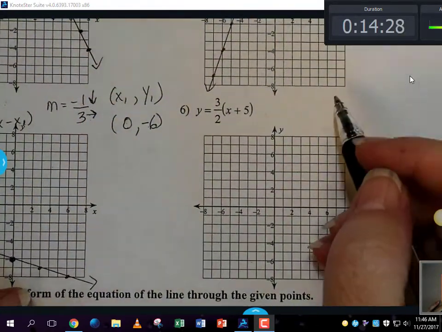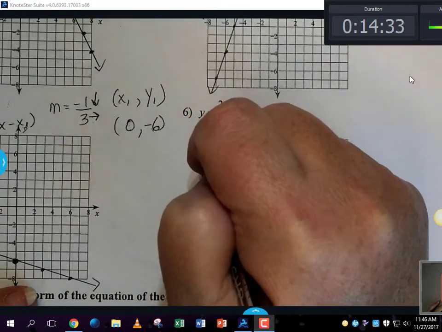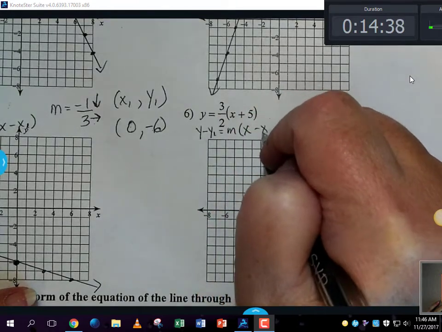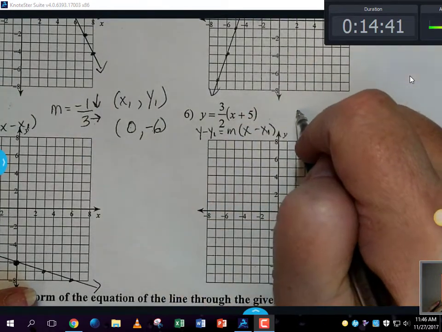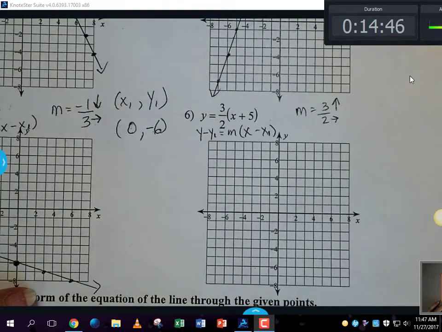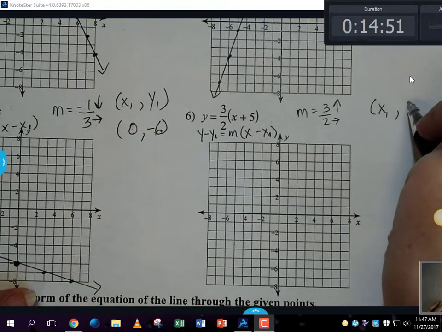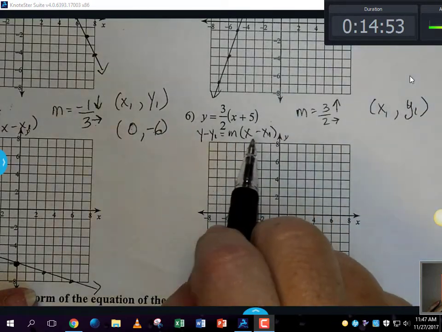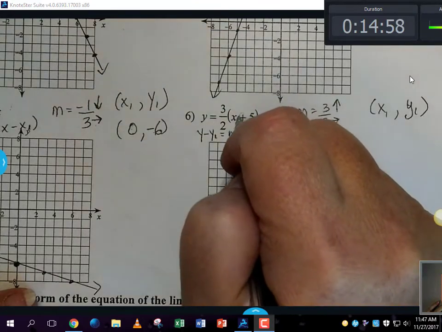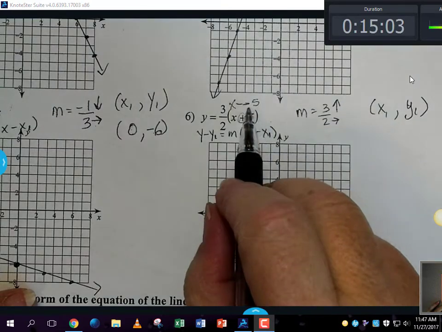And then finally, this is another one that's kind of an oddball, right? If I write the template under it, I'm going to have y minus y sub 1 equals m times the quantity x minus x sub 1. Okay, so m is equal to 3/2, which means I'm going to go up by 3 and right by 2. And then as far as my x1 comma y1, I have x sub 1, which turned into a plus, right? The only way I got that plus is if I said x minus negative 5. So x sub 1 is negative 5.